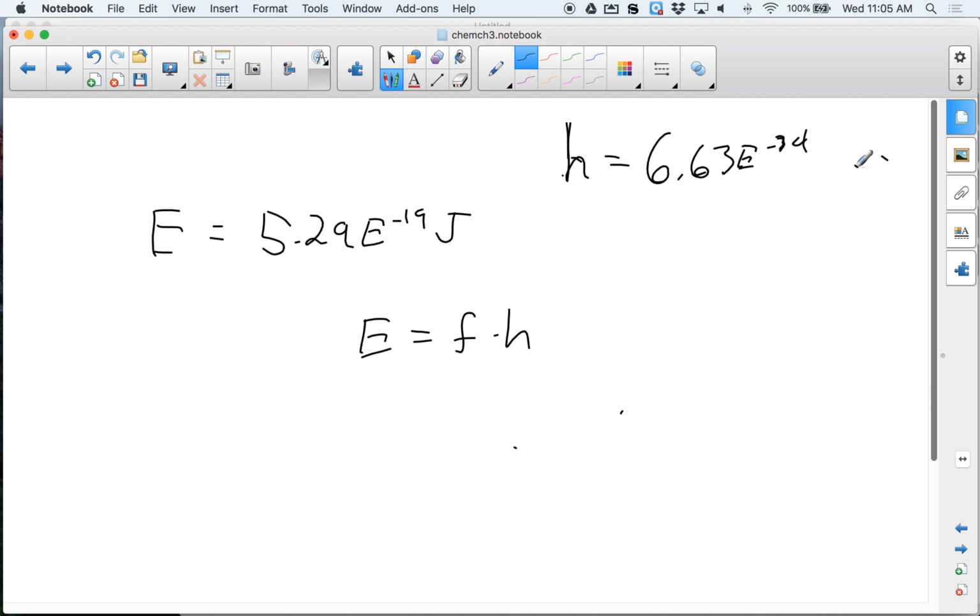Is it supposed to be this big? 7.97888 times 10 to the 14th? Yep. Wow, I'm a genius. I did that in my head. So now we want to go, what kind of light is that? Then hit the arrow, the store.